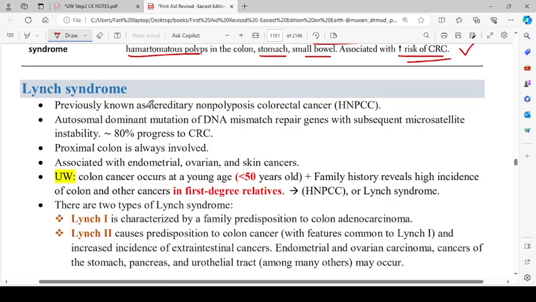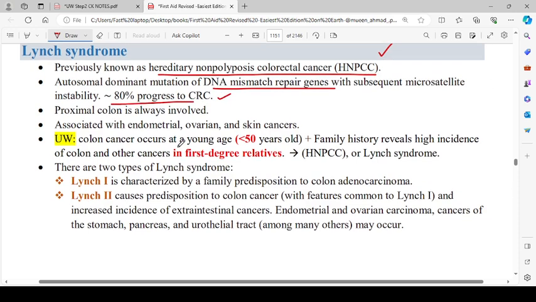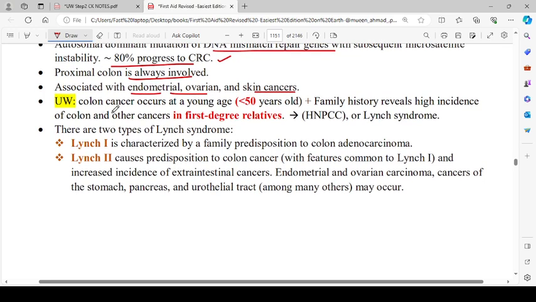Lynch syndrome, previously known as hereditary non-polyposis colorectal cancer, is an autosomal dominant mutation of the DNA mismatch repair gene with subsequent microsatellite instability. About 80% progress to colorectal cancer. Proximal colon is always involved. It is associated with endometrial, ovarian, and skin cancers. The UWorld point: colon cancer occurs at a young age, less than 50 years old, with family history revealing high incidence of colon and other cancers in the first degree relatives, which leads to hereditary non-polyposis colorectal cancer or Lynch syndrome.